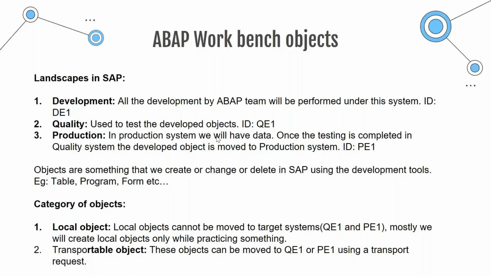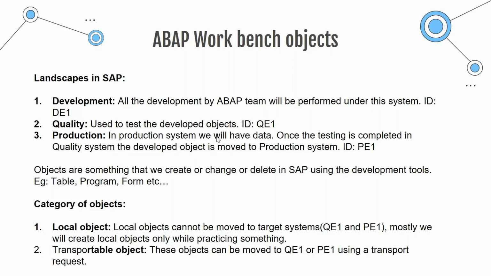So, what is an object first of all? Anything that you create, change, delete in SAP is termed as an object. That could be a table, a program, a form, any RICEF object. These objects are categorized into two types: local object and transportable object. A local object is something that you create in the development system, and it is not possible for you to transport it to quality or production system.